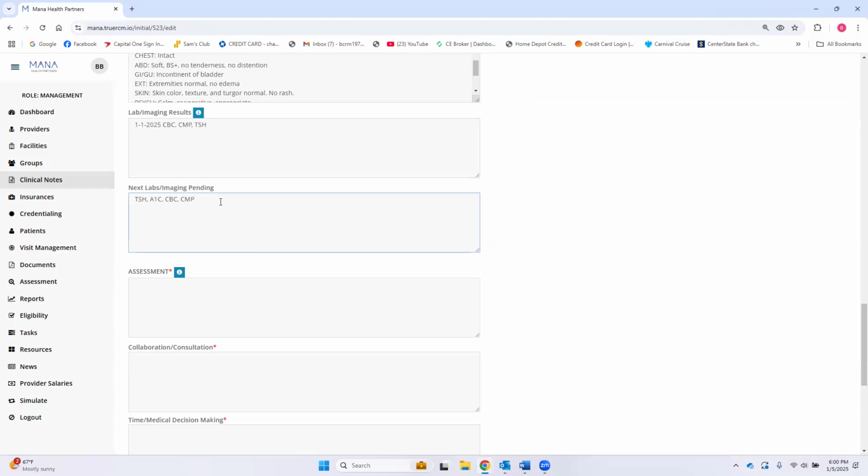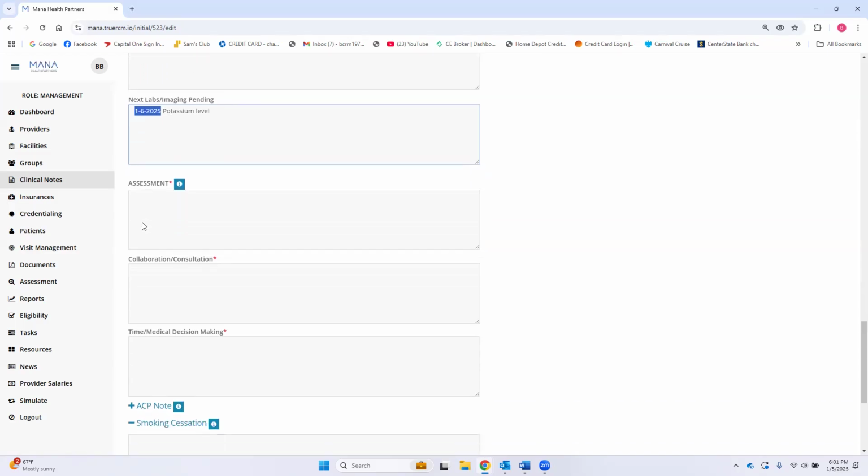If you have a critical lab, if you've had a low potassium and you would like a lab tomorrow, you can always write tomorrow's date, and then you can write potassium level. That indicates that you have a specific date on when you would like that lab.